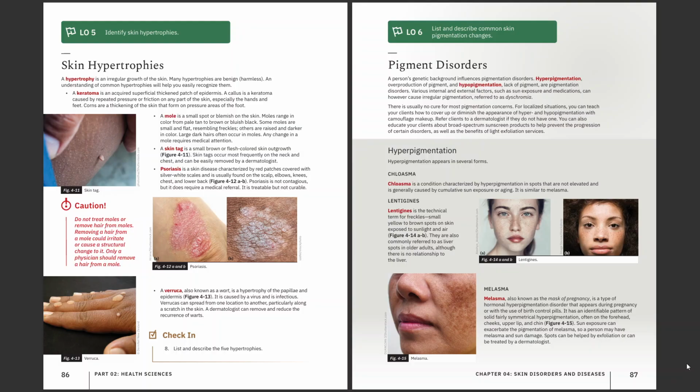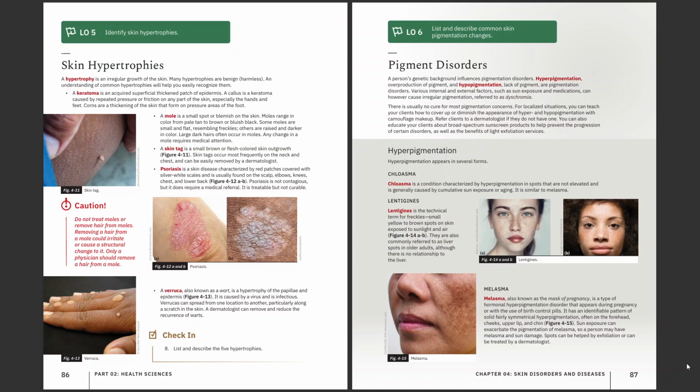Lentigo is the technical term for freckles, small yellow to brown spots on skin exposed to sunlight and air. Figure 4-14A-B. They are also commonly referred to as liver spots in adults, older adults, although there is no relationship to the liver.